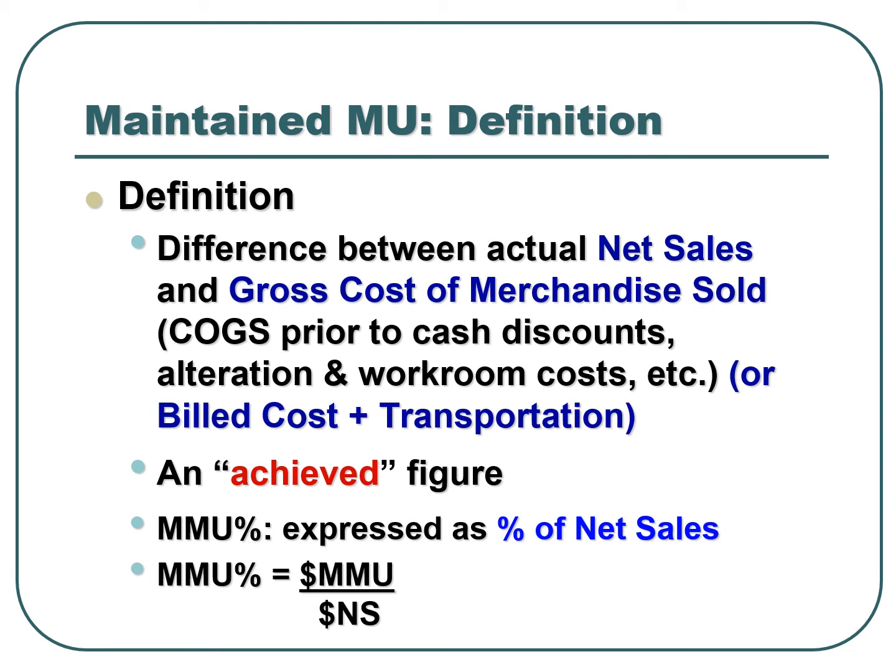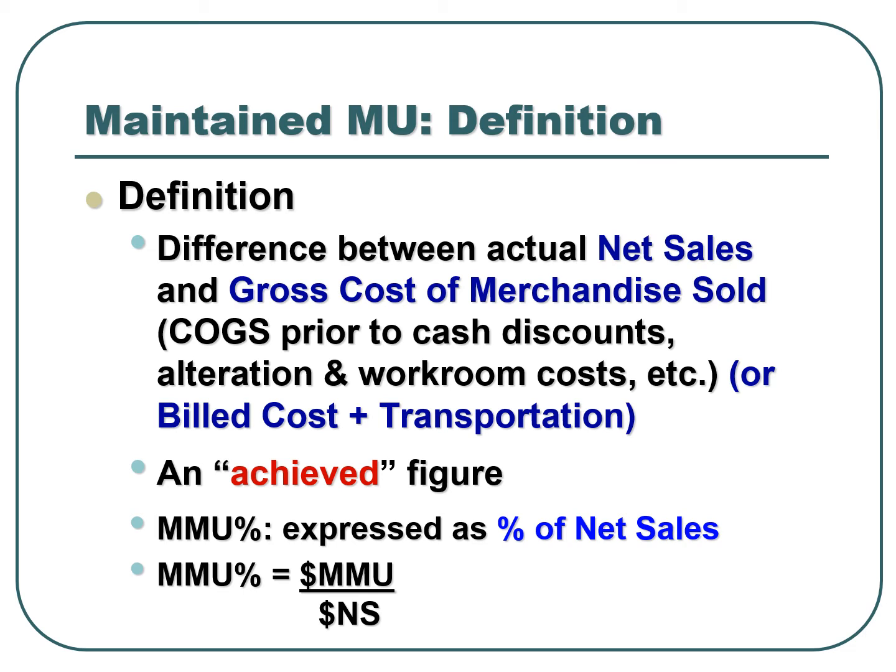As with any markup, it is retail minus cost. So it is what retail and what cost we're using to calculate the markup that determines the different types of markup. For maintain markup, like I said, it is actual retail and actual cost values that we are going to use to calculate markup. So the actual retail basically means the actual retail price that we charge the customer. That translates into the net sales, right? Net sales are the actual dollars that the customers pay to buy the merchandise from our store. So net sales are going to be our retail figure.